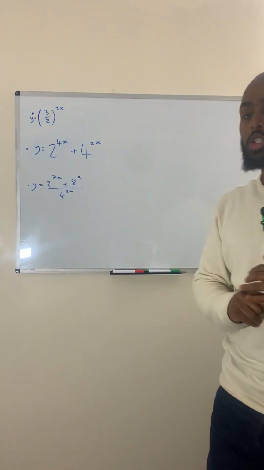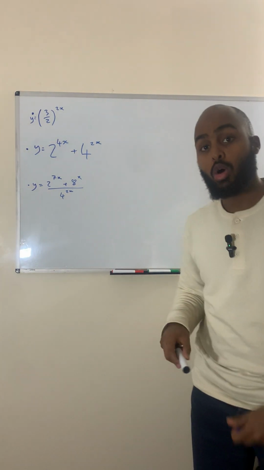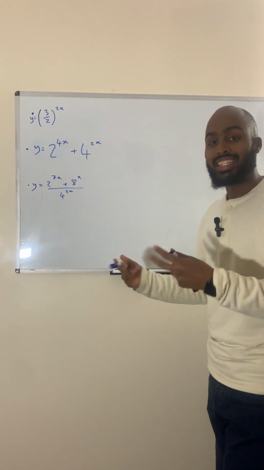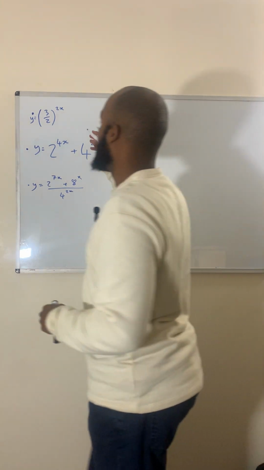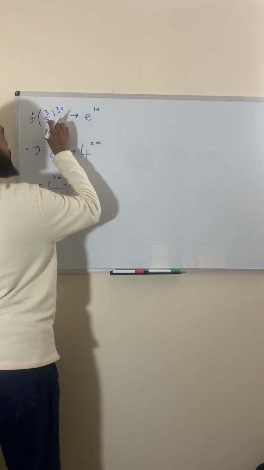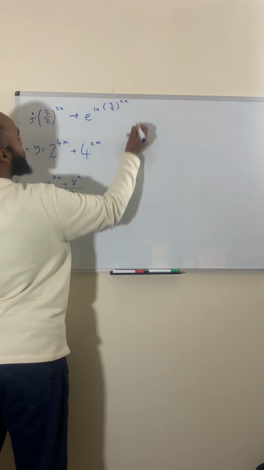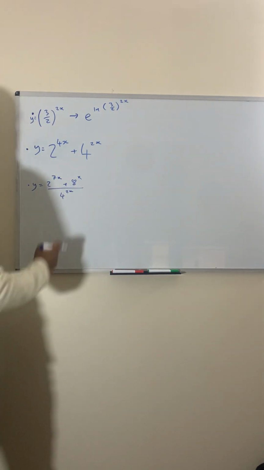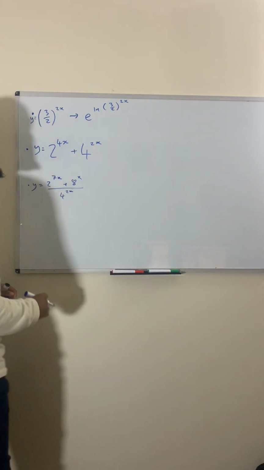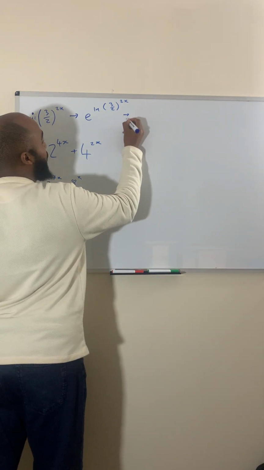So, how do we go about differentiating numbers to the power of x? Firstly, I'm going to rewrite it in a way that I can easily differentiate it. I'm going to rewrite this one in the form of e to the power of ln (3/2)^(2x). All I've done is introduce e to the ln, which is 1, and that. And then from there, I can differentiate it.